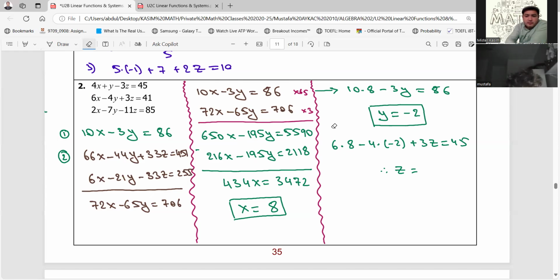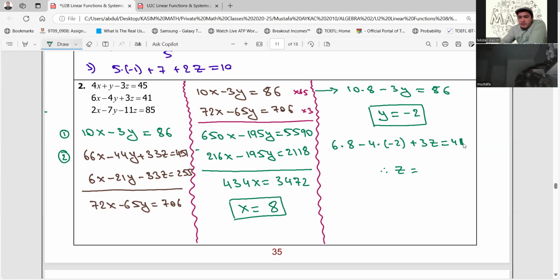It's not 44, it's 41. So that would be -15, so then z would be -5. 48, it is 8, 56, right? Negative 15, negative 5. So now we can write the final answer x, y, z. That is x = 8, y = negative 2, and z = negative 5.